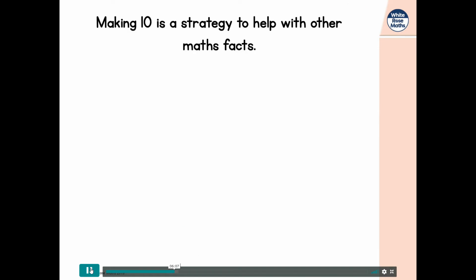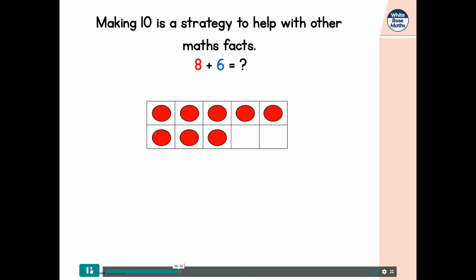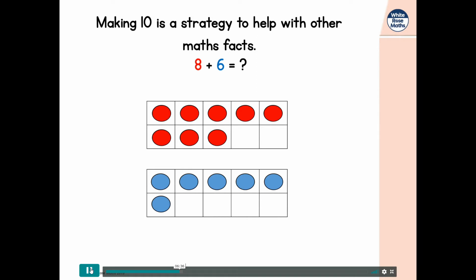So did you know that making 10 is a strategy to help with even other maths facts? The last two examples we were using the number 9 and making it into 10. But there's no number 9 here. We've got 8 plus 6 equals something. Well, first let's build the two. Here we have 8 red counters, and below on the 10 frame we have 6 blue counters. Can you think about what could we do to make 10?